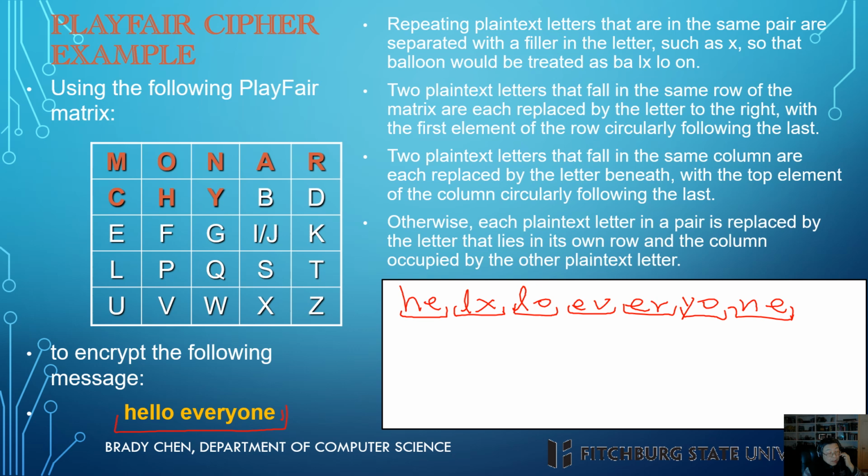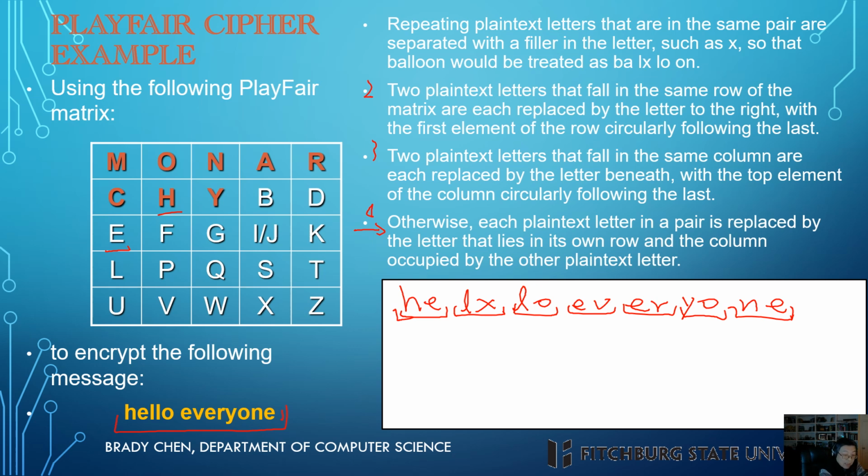So now let's do the encryption based on the second, third, and fourth rule. Let's take a look at the first pair, H and E. H is here, E is here. They are not in the same row or the same column, so the last rule, rule number 4, is going to apply.